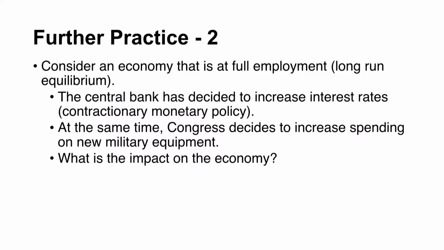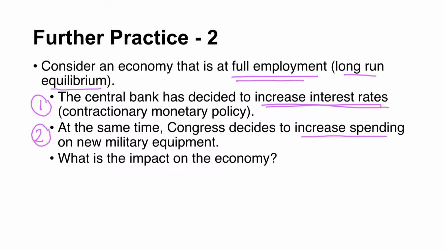Now, let's consider another example. Let's consider an economy that's at full employment, which means that it's in the long-run equilibrium. Let's say that we have two policies that are being enacted. First, the central bank has decided to increase interest rates, which means that we have contractionary monetary policy. On the other hand, during that same time, Congress decides to increase spending on new military equipment. So we want to know what happens with the economy.